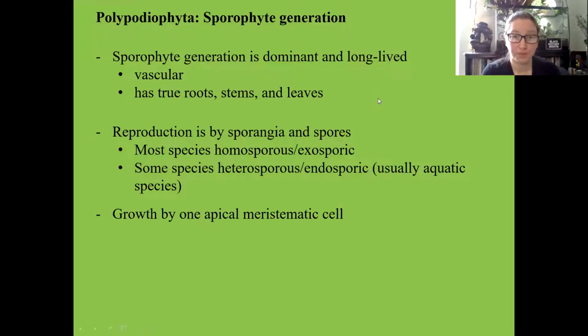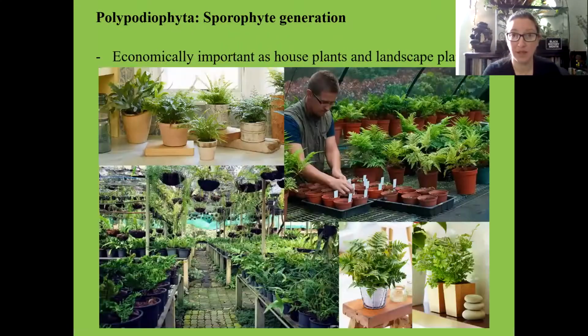Okay. So yeah, growth by apical meristematic cells. Okay. Yes, ferns. Some of you may even have a fern in your house. They're a very, very common house plant. And they're economically important that way, because we use them both as house plants and in landscape plants as well.